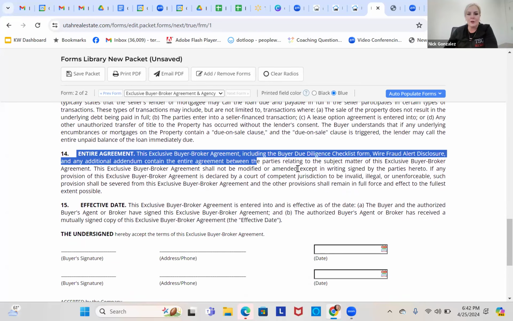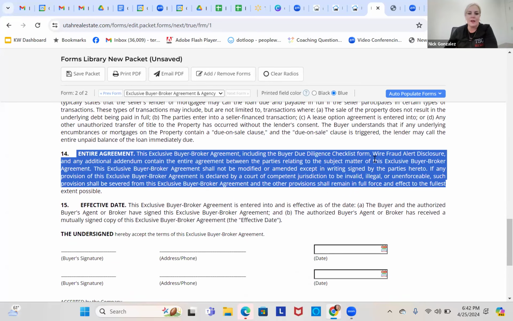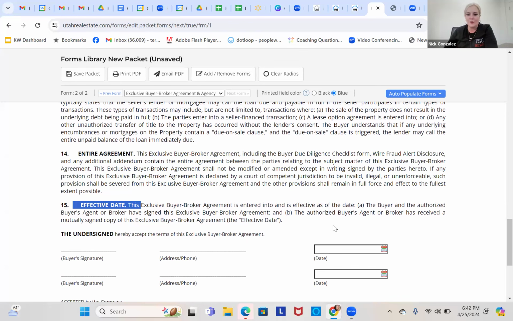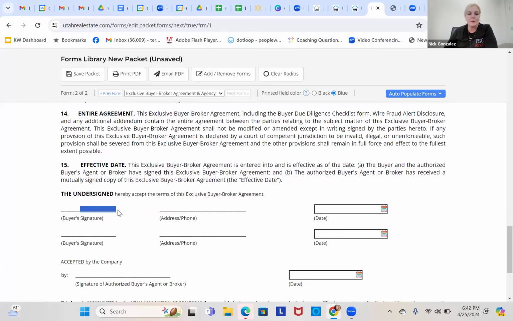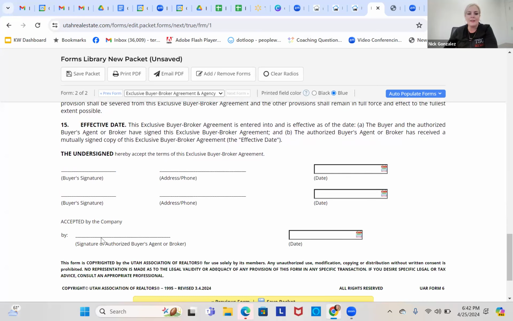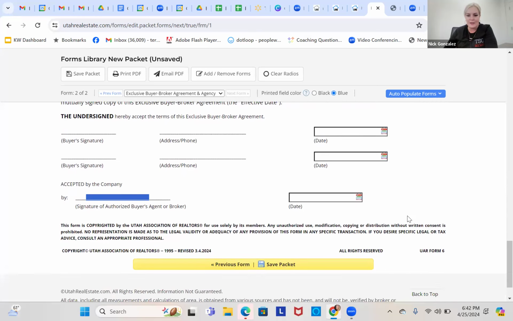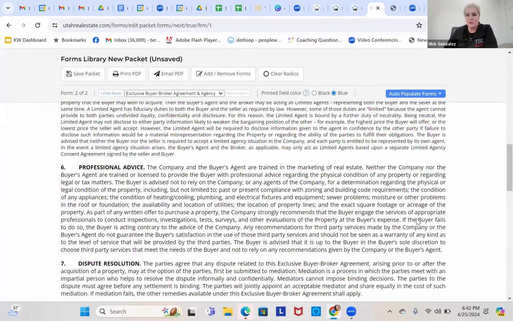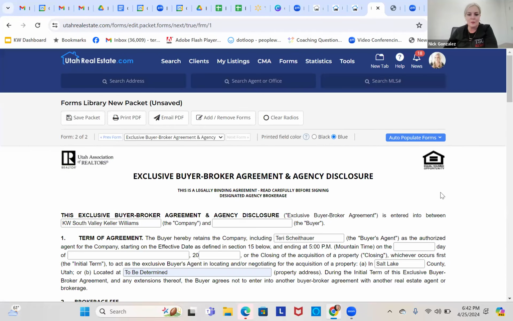The entire agreement, including everything else, the buyer due diligence checklist and the wire fraud checklist, are all considered one agreement, and they go into effect the day that we all sign it, which would be the buyer's signature and the agent or the broker signing and dating it. So those are the two biggest agency documents we have that are going to have you be hired by either a seller or a buyer.